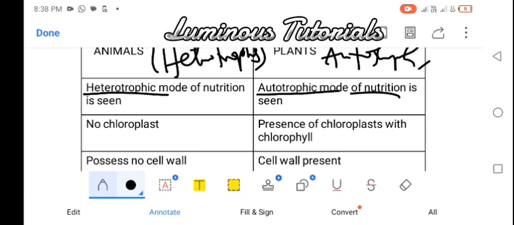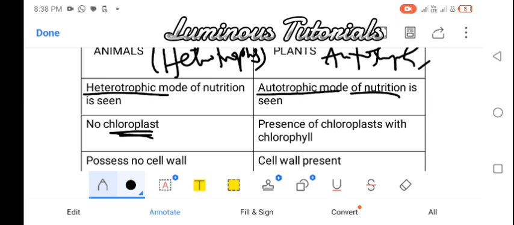Now, how come plants are able to manufacture food by themselves but animals cannot? Simple. Very simple, because animals do not have a structure that they call what? Chloroplast. Are you there? Chloroplast is a structure that has a pigment inside of it that is called chlorophyll. So animals do not have a chloroplast that contains chlorophyll. Are you there? So they cannot manufacture their own food.